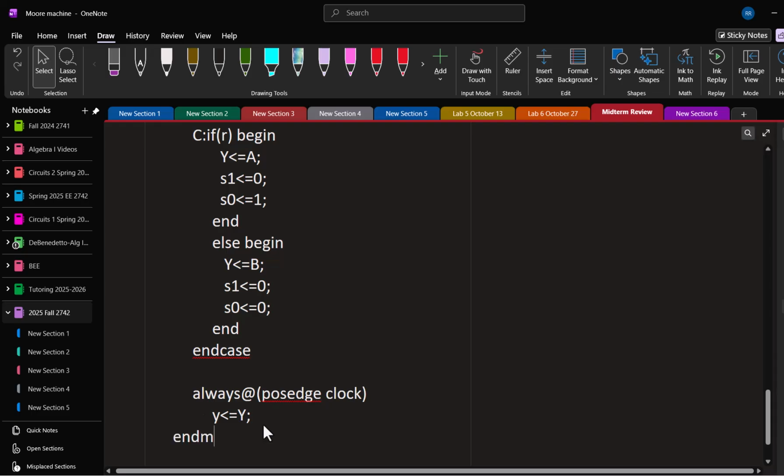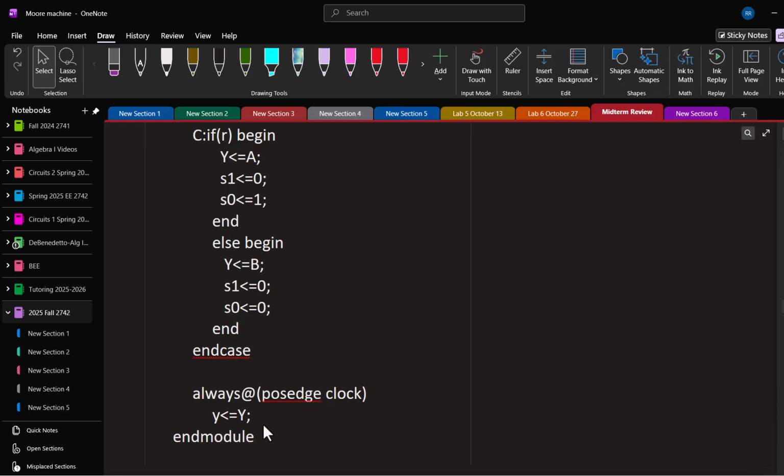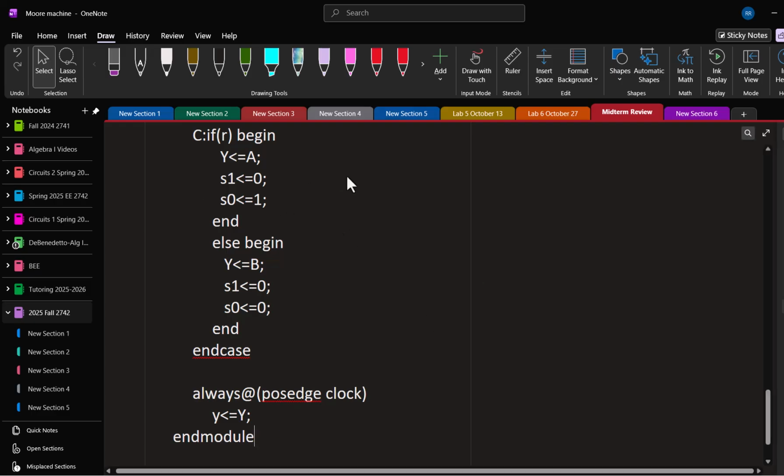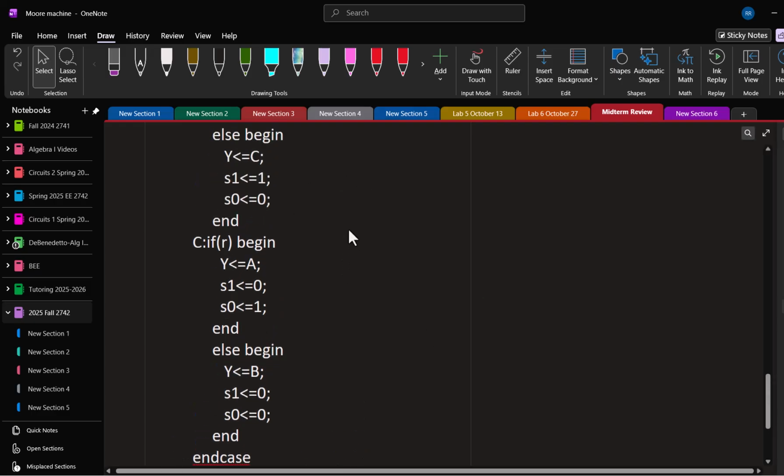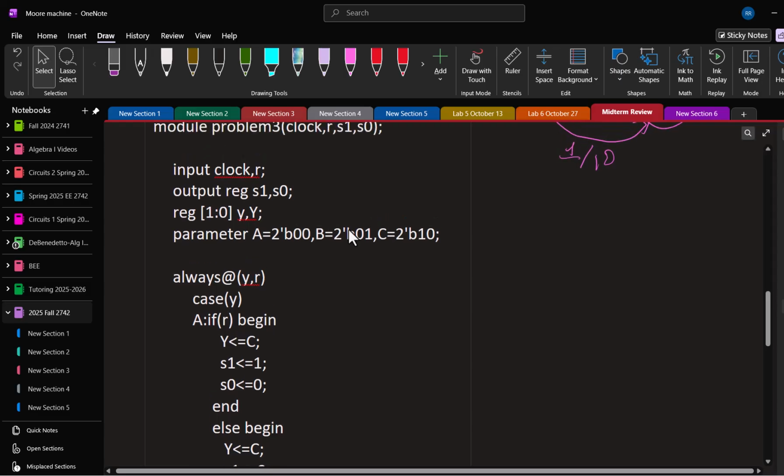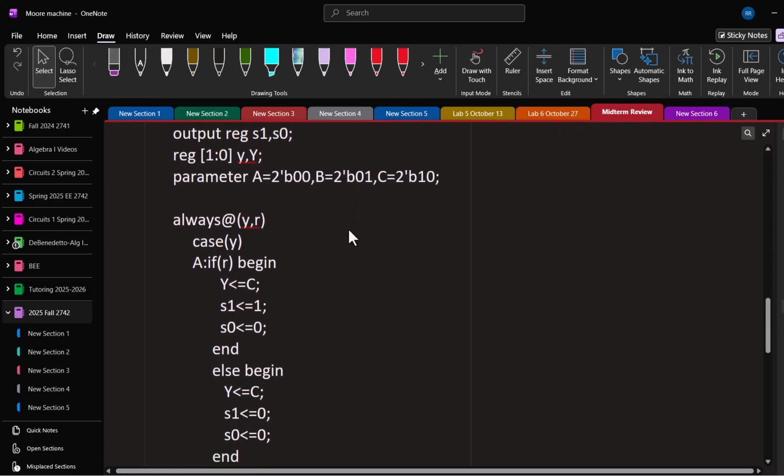And end module. And now you know how to write Verilog for a finite state machine. And you just kind of follow that template, and it really makes it easy.